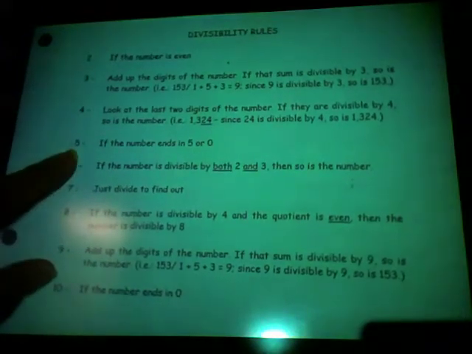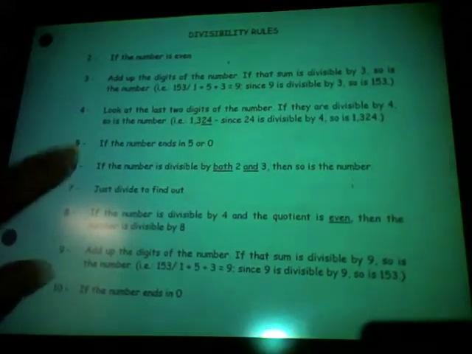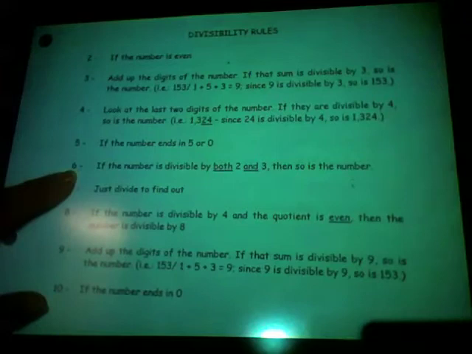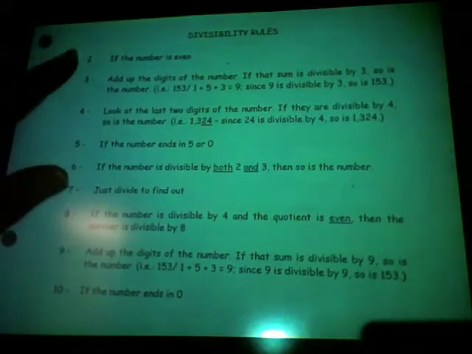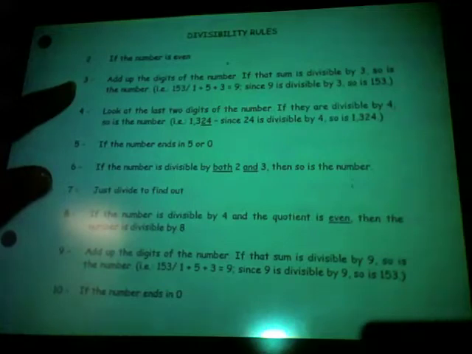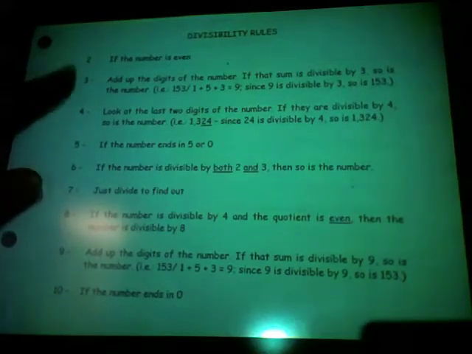5 you already know. If a number ends in 0 or 5, 5 divides in there. Number 6, if the number passes the 2 and the 3 rule, in other words, if it's even, and you add up the digits and 3 divides in there, then 6 goes in there as well.